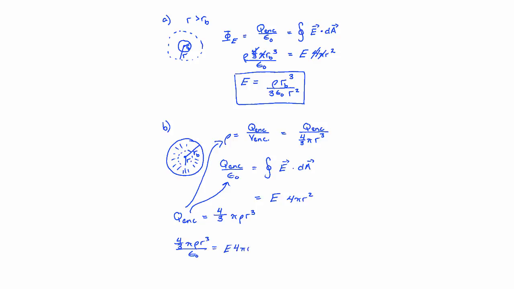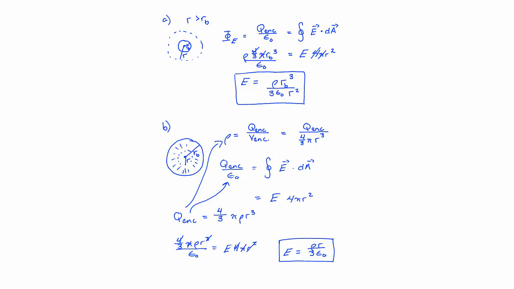Pi again, 4 again. And this time, you'll notice that it doesn't depend on r sub b at all, since r sub b just sets the size of the sphere and we're inside that sphere, looking at a smaller portion of it. I can cancel some of my r's here. If I rewrite this, I find that the electric field depends only on the charge density, the radius at which I'm evaluating the electric field, and the constant that is the permittivity of free space.